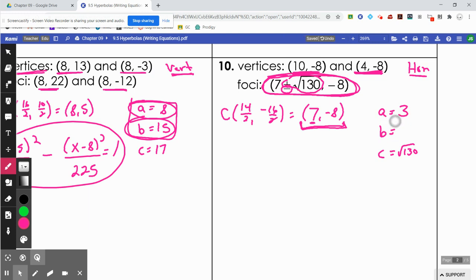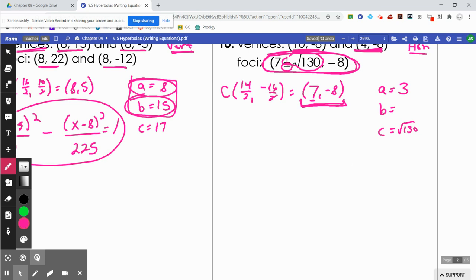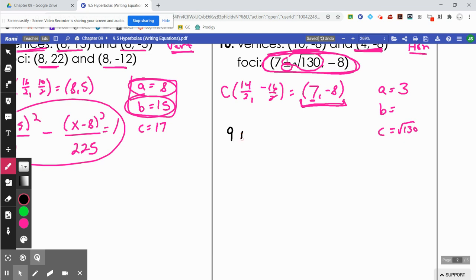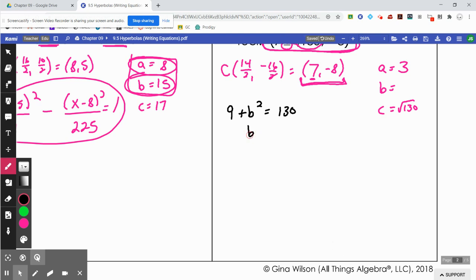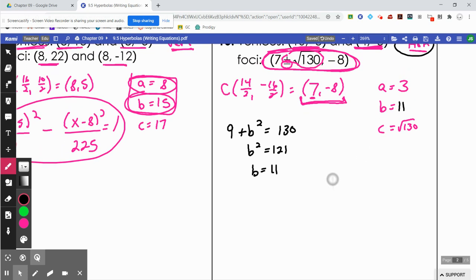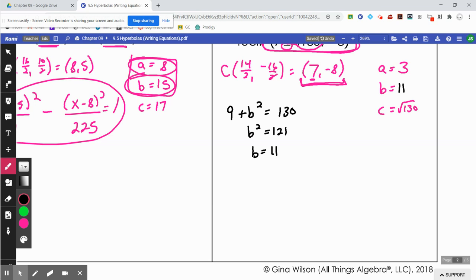So now that we have A and C, we know the relationship between A, B, and C is A squared plus B squared is equal to C squared. When you square a square root, simply take away the radical, which means that B squared is 121 and B would have to be 11. So now that we've got that, we know our hyperbola is horizontal. Let's go ahead and write the equation.